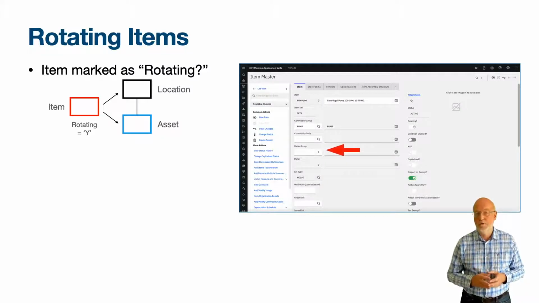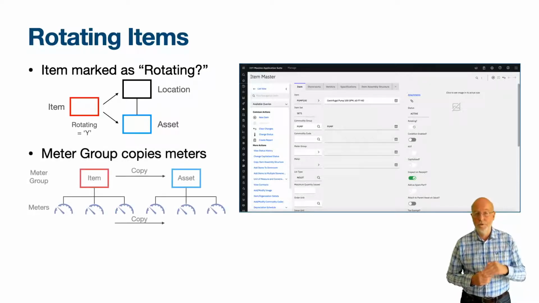In the first column of fields, there is a meter group field, and below it, the meter. Only the meter group can be used with a rotating item. Meters only with non-rotating items, and hence it is set as read-only. When an asset references a rotating item, the meter group referenced on the item is copied to the asset, and this creates the asset meters for the meters that are part of the meter group. The same function also works with locations that reference a rotating item.